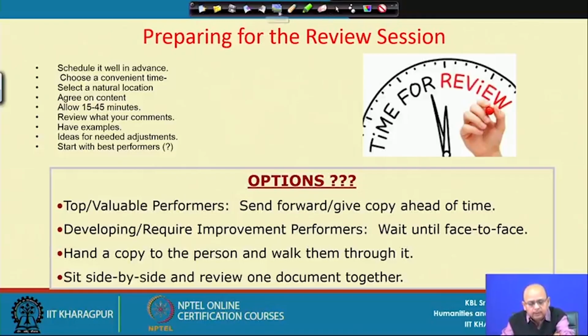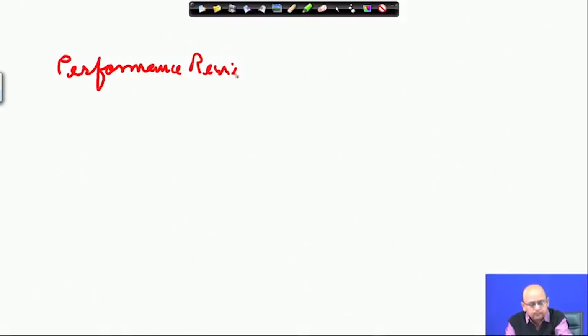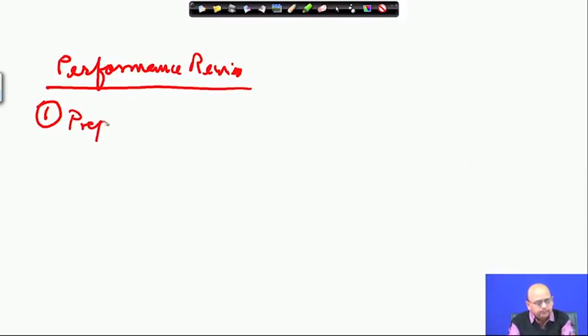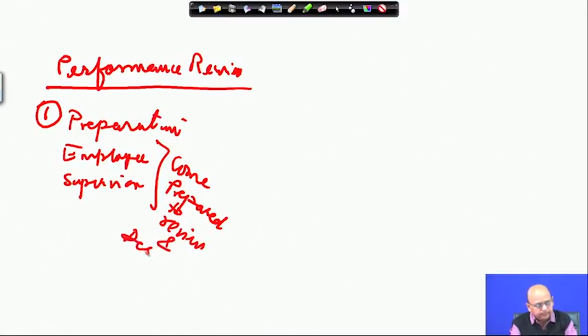Now, if you look at this process, when we are talking about performance review, the first stage is the preparation stage, where the employee and supervisor both come prepared to review the performance and then later discuss.